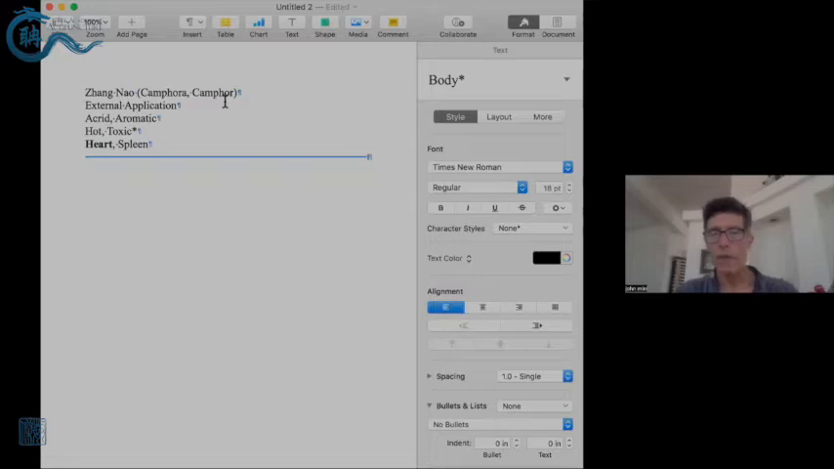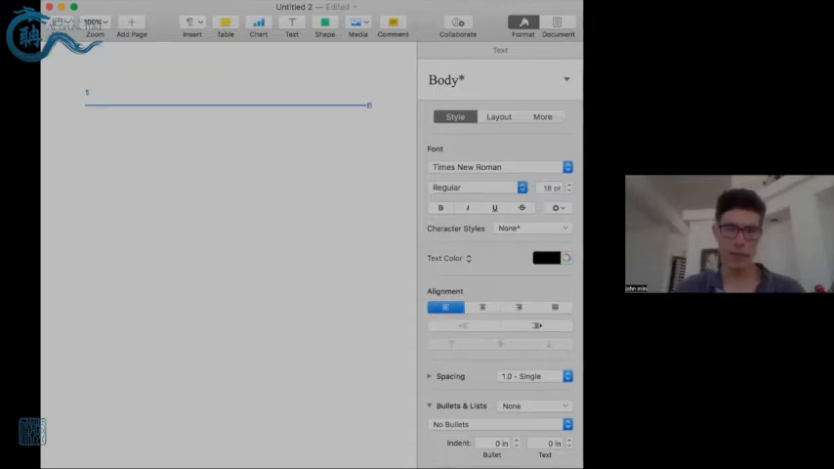is Zhangnao. So this is an external application. We probably wouldn't use it internally because it's quite toxic. We don't want to use it internally, but it's hot. So maybe we could find a way to use it externally. It's definitely a possibility because it's hot and acrid, and it's more spleenish in our heart discussion. So that's interesting. Those are our different possibilities for what we're looking at.